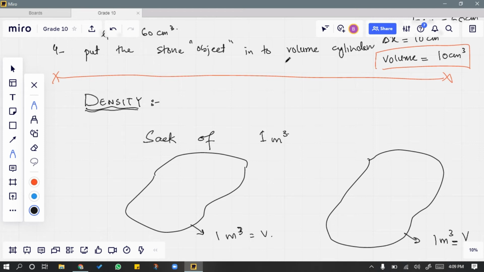So now I'm going to put some mass. For example, I'm going to put 7 stones inside it, 7 stones of 1 kg each. So my 7 stones are going to be here.